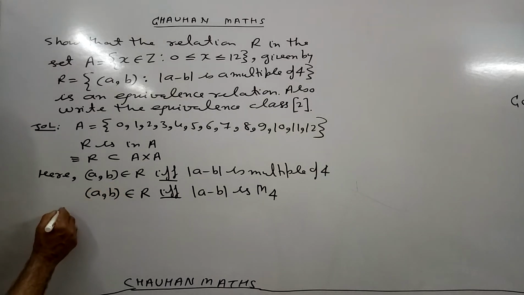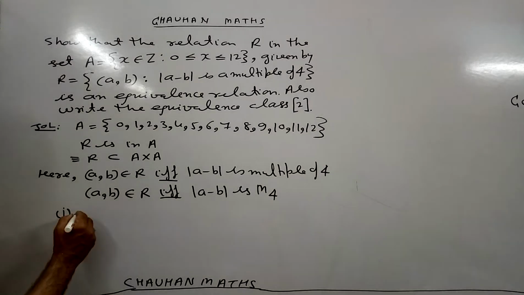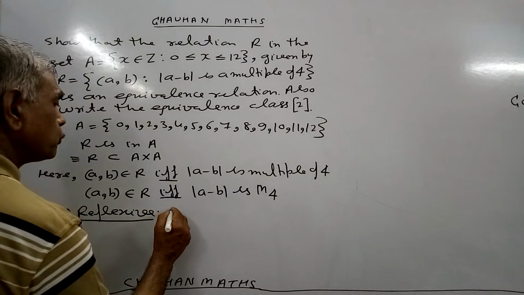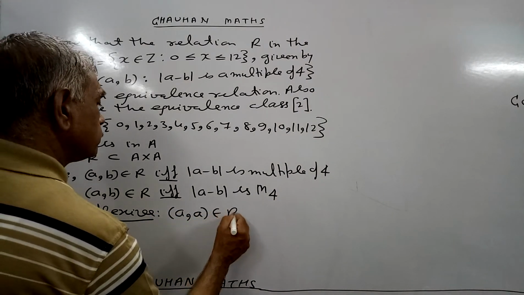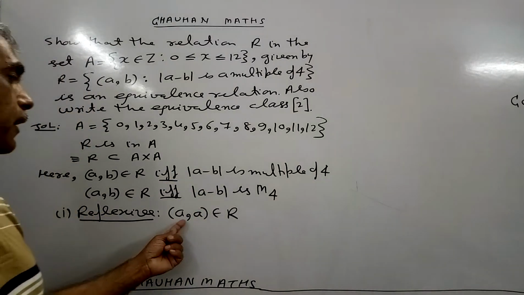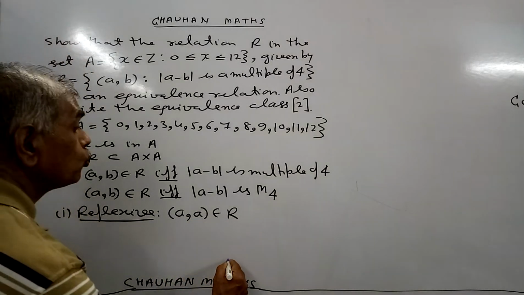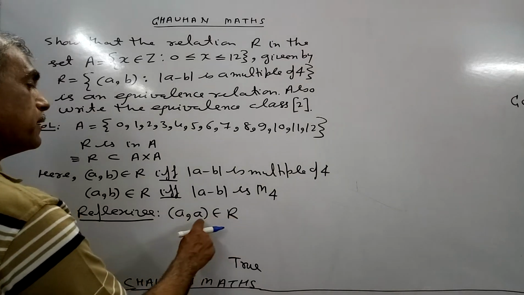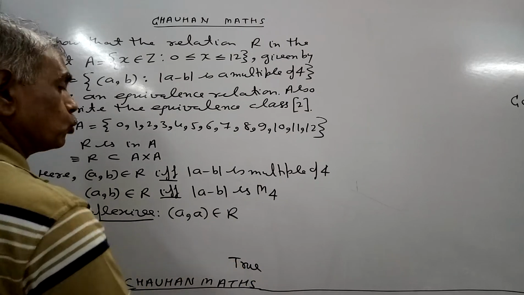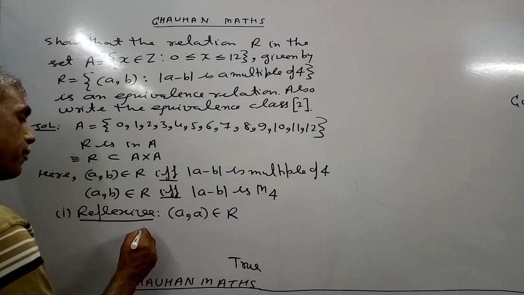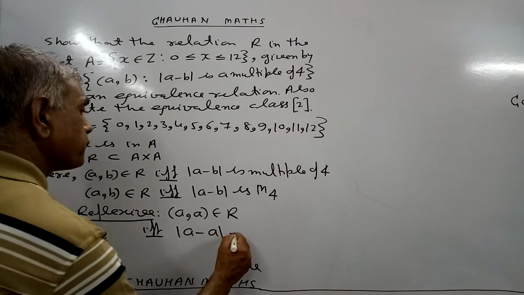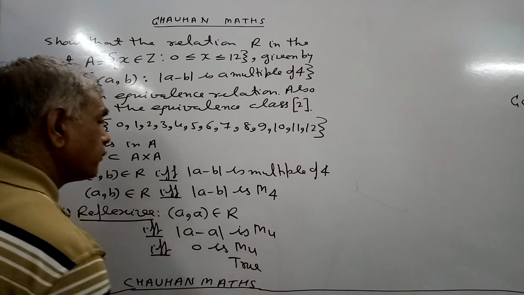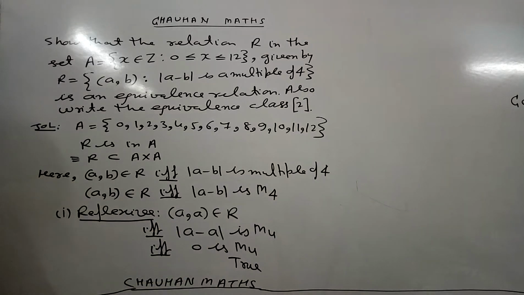So we prove that the relation is reflexive. For a reflexive relation, we must begin with a related with a and end at a true statement. So a related with a means |a − a| is a multiple of 4. That means 0 is a multiple of 4, which is really true. So our relation R is reflexive.